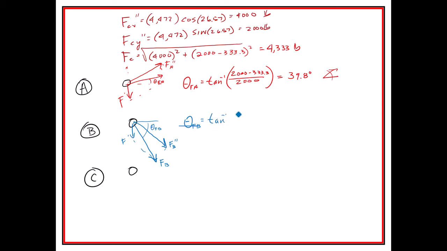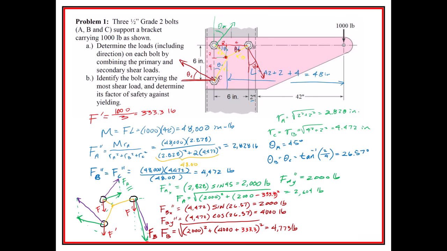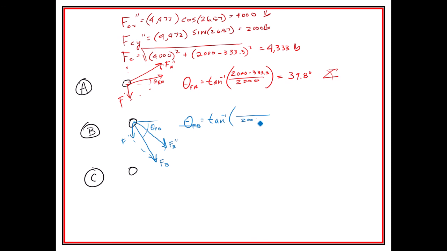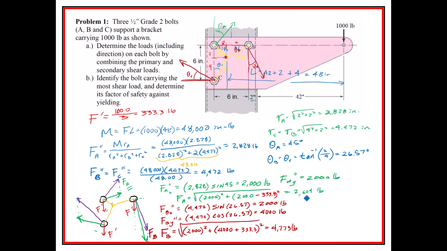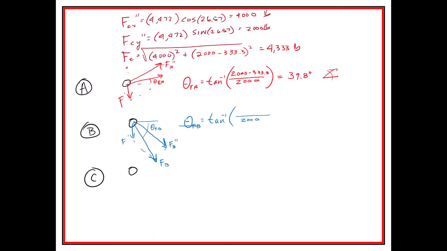We'll take the inverse tangent, and so the run of this, of F, is going to be FBX double prime, so it's going to be 2,000 again. And the rise of it across that angle is going to be that FB double prime Y. So that should be 4,000, right? Yep, 4,000. But we're going to add in the 333.3 here. And what we end up finding is we have 65.22 degrees downwards, right there.